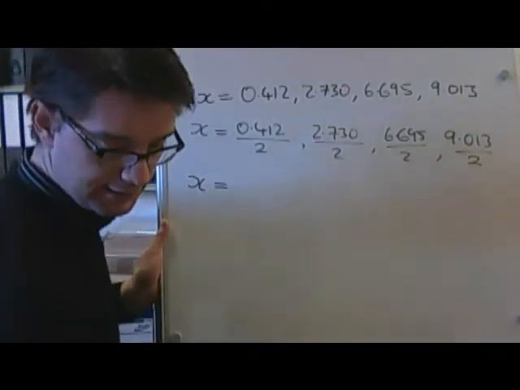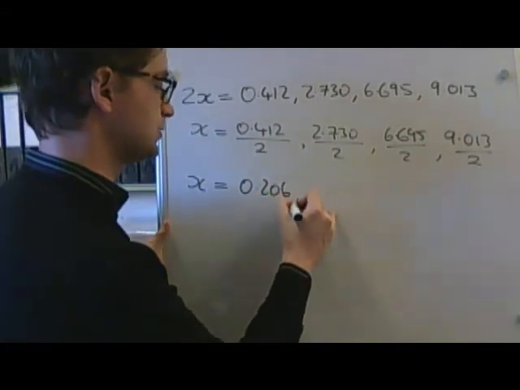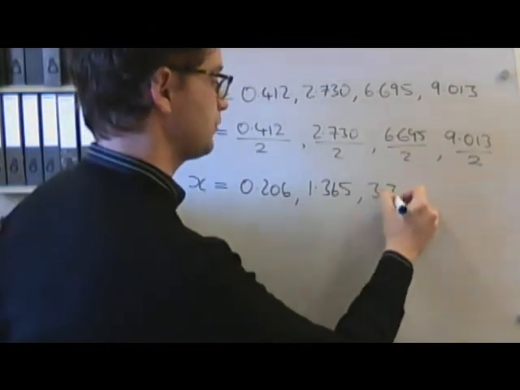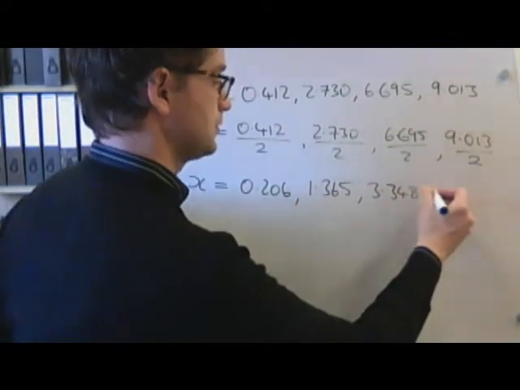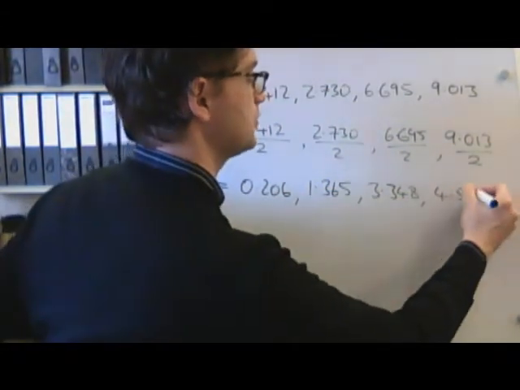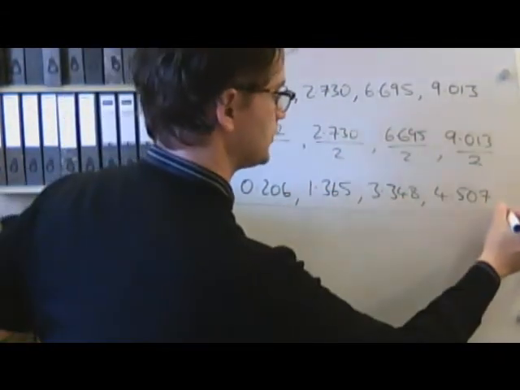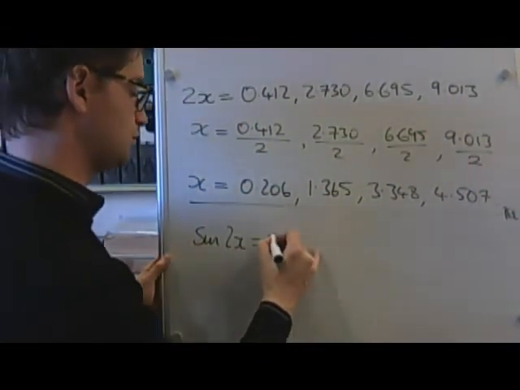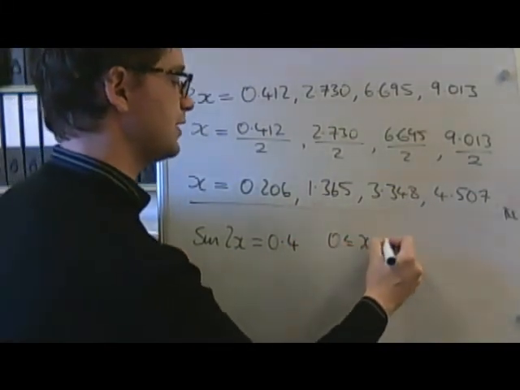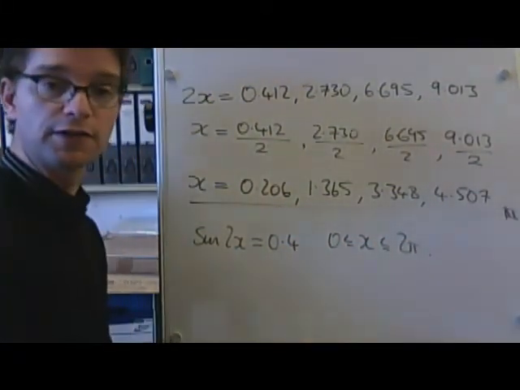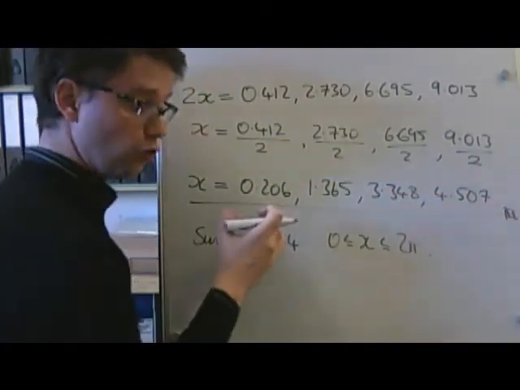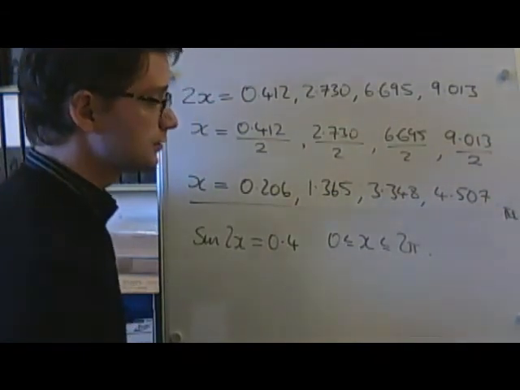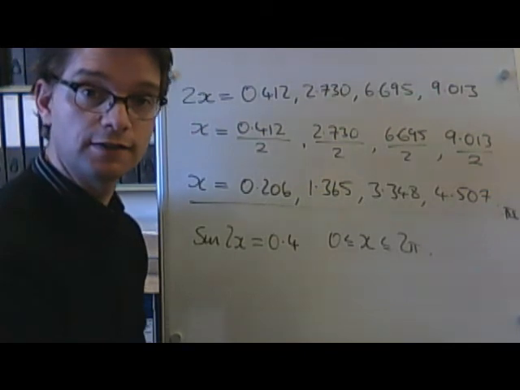I halve them all, and I think that comes out to 0.206, 1.365, 3.348, and 4.507. These are all the solutions for sine 2x equals 0.4, 0 less than or equal to x, less than or equal to 2 pi. That's what we were trying to do. And we've got 4 solutions, and they are all less than 2 pi, which is about 6.28. So that's how to solve trigonometric equations with the sine function in them.